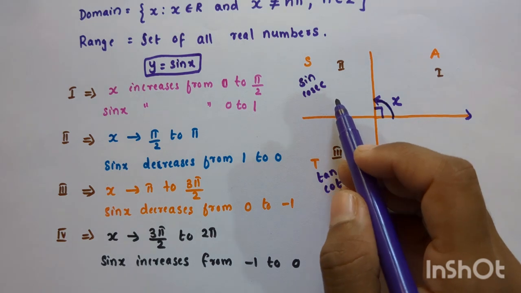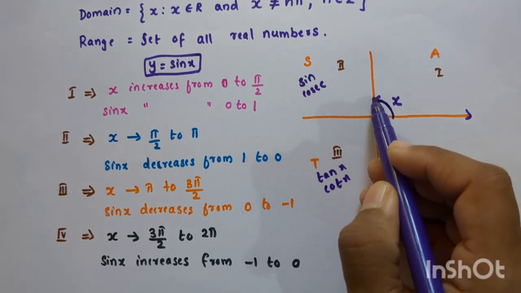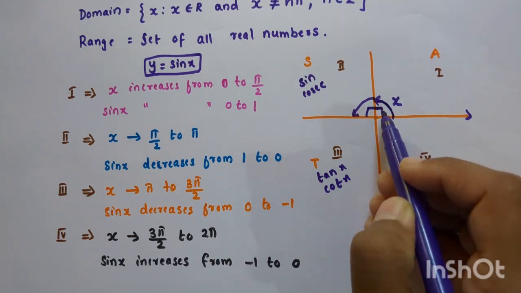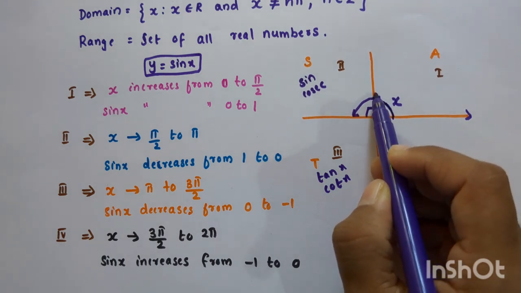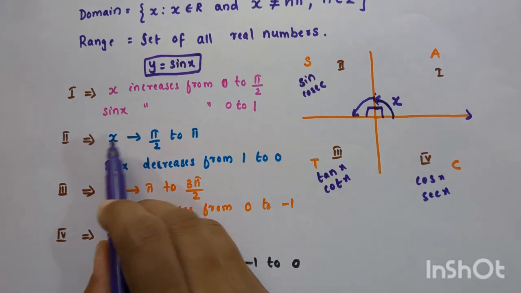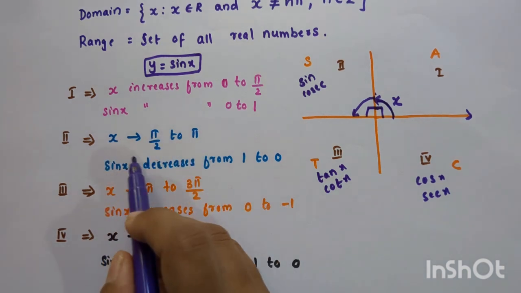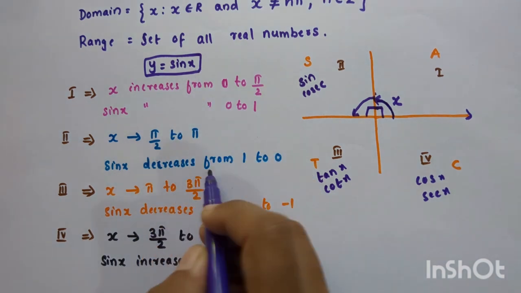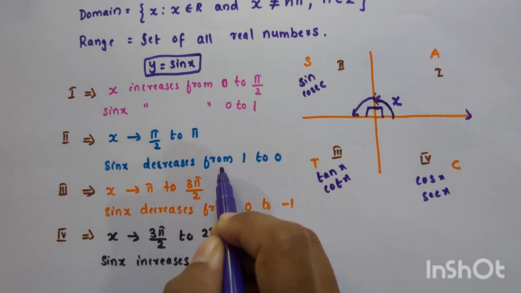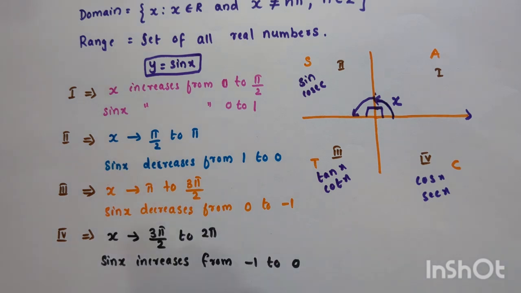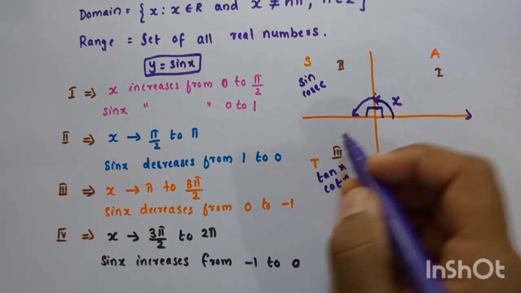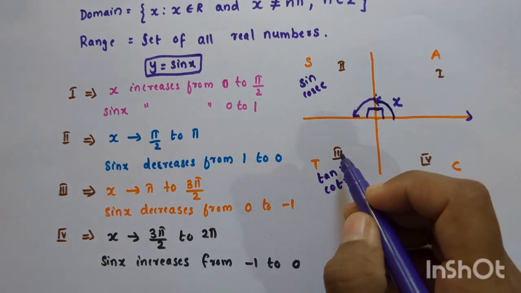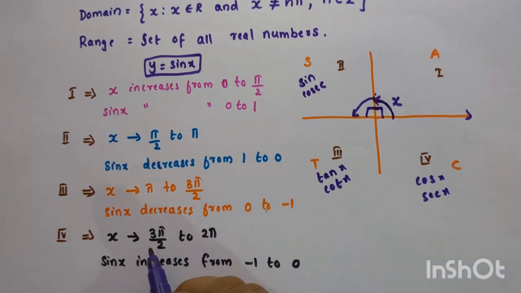Now in the second quadrant, the angle increases from pi by 2 to pi. Here the total angle is pi. As the angle x increases from pi by 2 to pi, the value of sin x decreases. When you substitute the values here, you will get this result. So the value of sin x decreases from 1 to 0. Similarly, in the third quadrant, the angle increases from pi to 3 pi by 2, that is 270 degrees. Then the value of sin x decreases from 0 to minus 1.